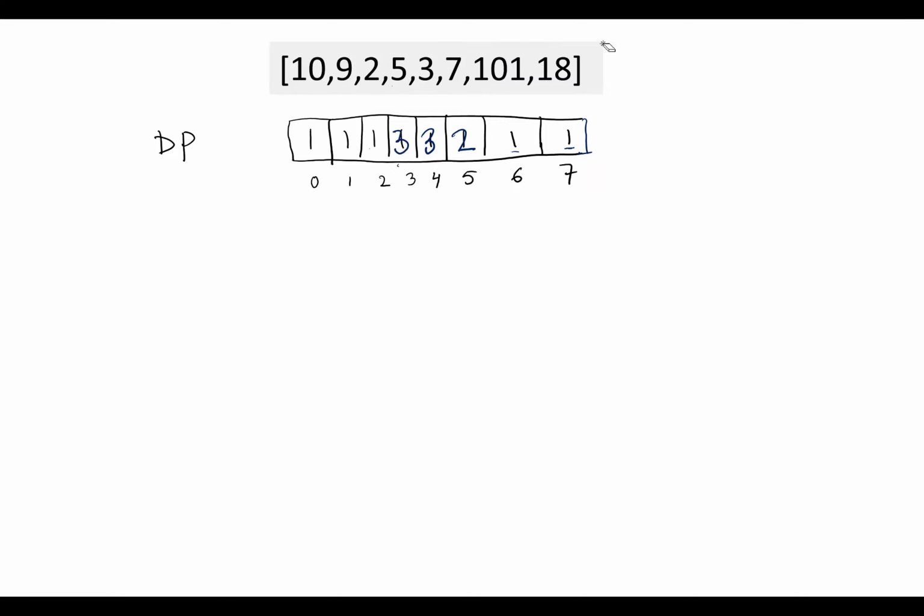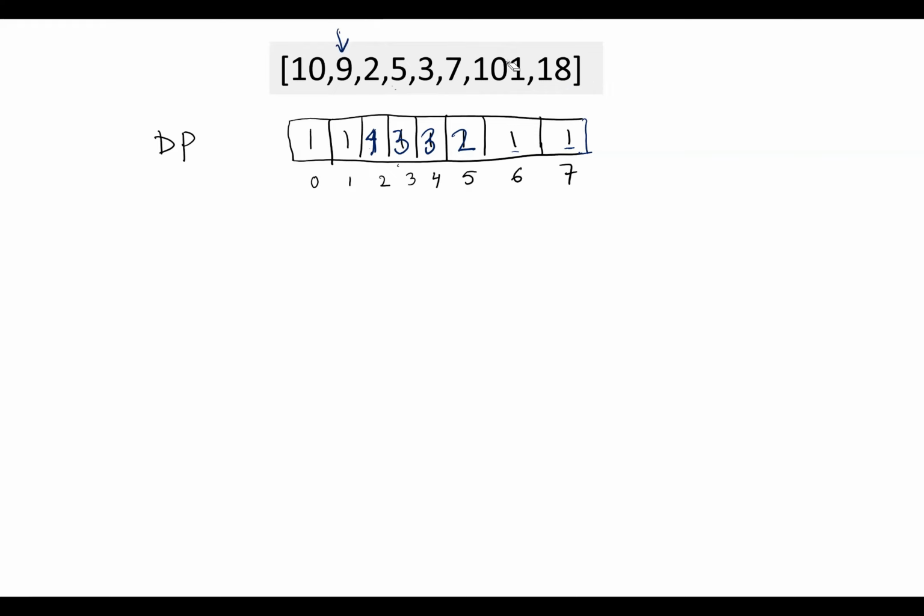Next, this one can create an increasing subsequence with this, this, with everything. And as you can see, if I add 1 to each of these, the highest value is going to be 4. So this is 4. I move to this one.